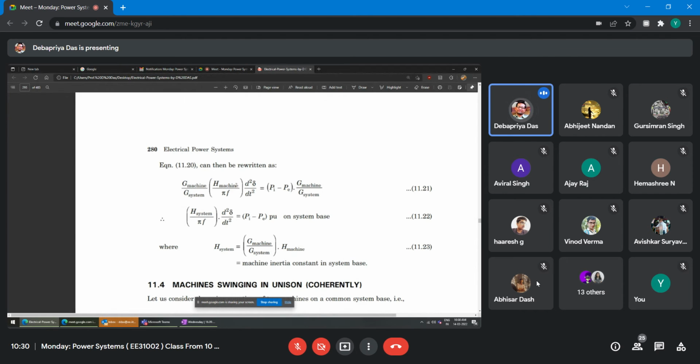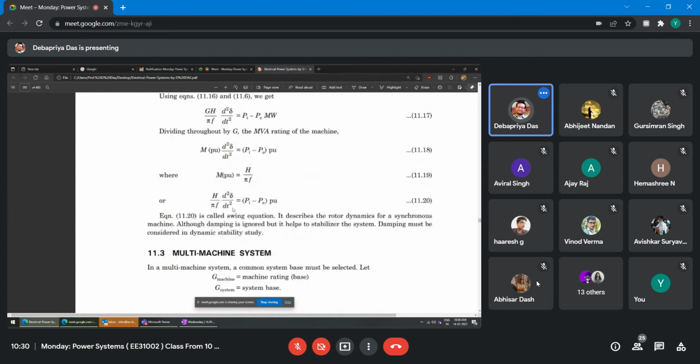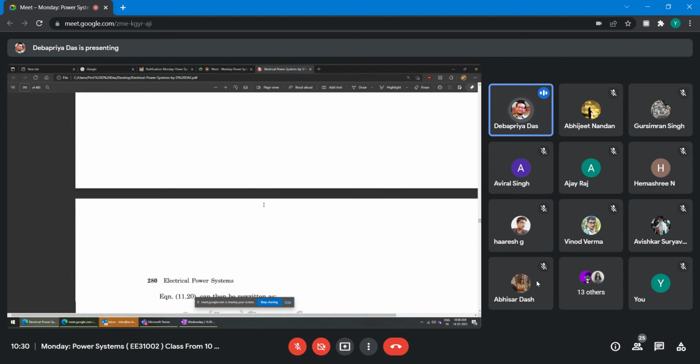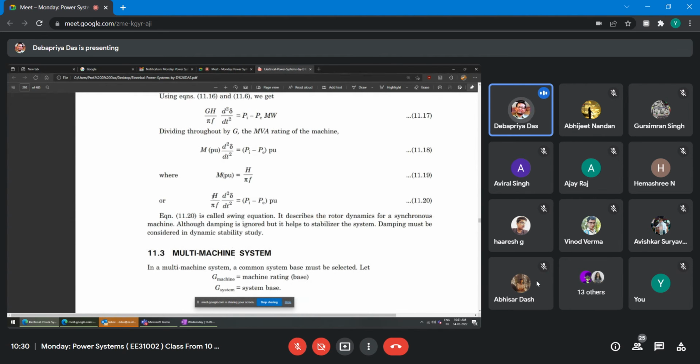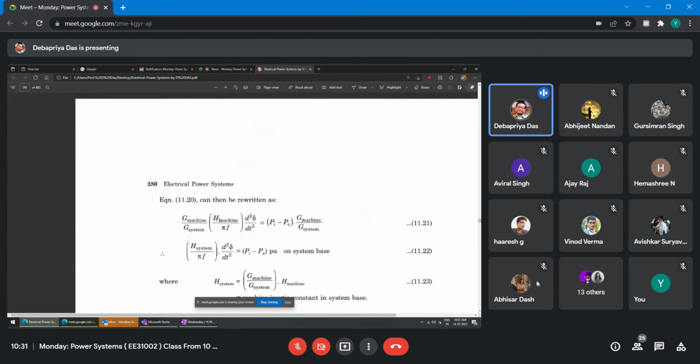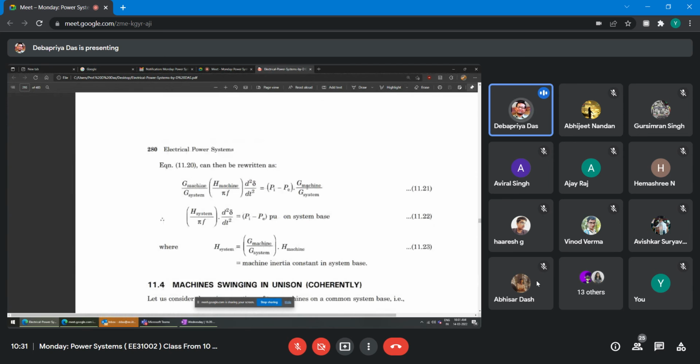Suppose if for this equation you write H machine by pi f d square delta upon dt square is equal to Pi minus P, right? So multiply both sides of this equation by G machine. And if your system base is G system, then divide by G system. First you multiply this equation both sides by G machine, then instead of H, the inertia should be H machine, right? So G machine H machine, and this is also multiplied both sides by G machine, that is the machine base divided by the total system base, right? So system base will be more than G machine in general, right?